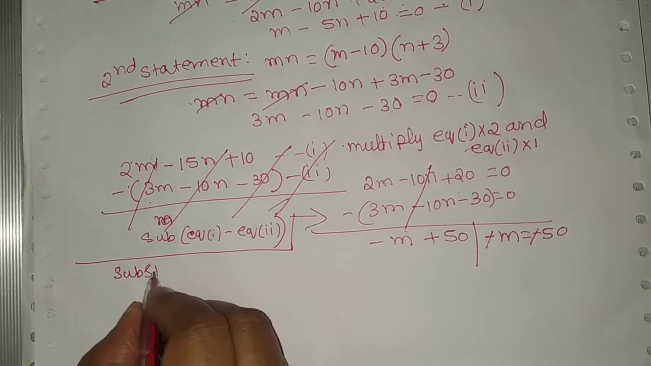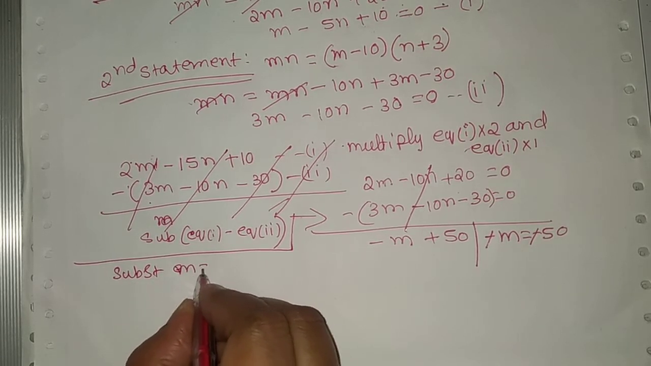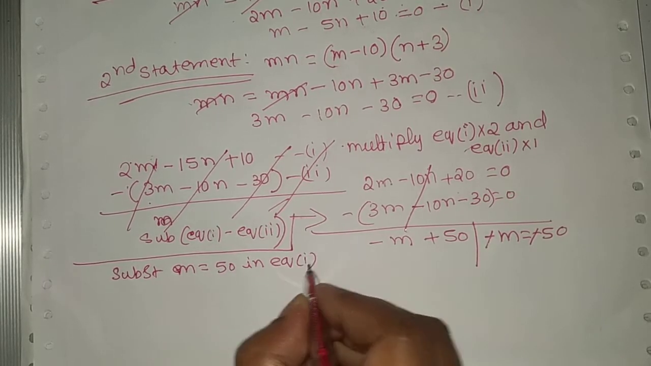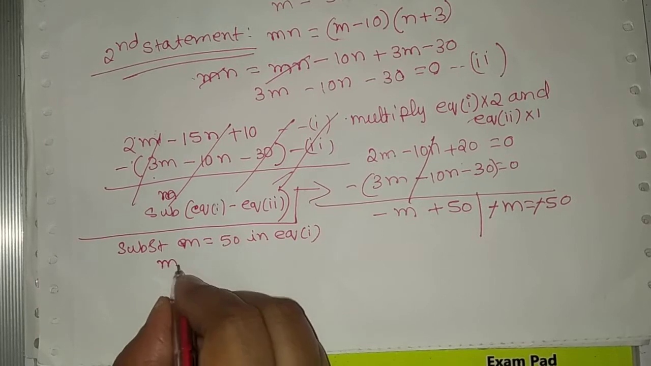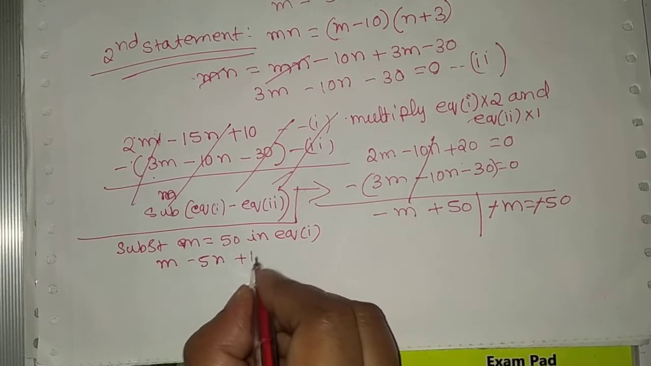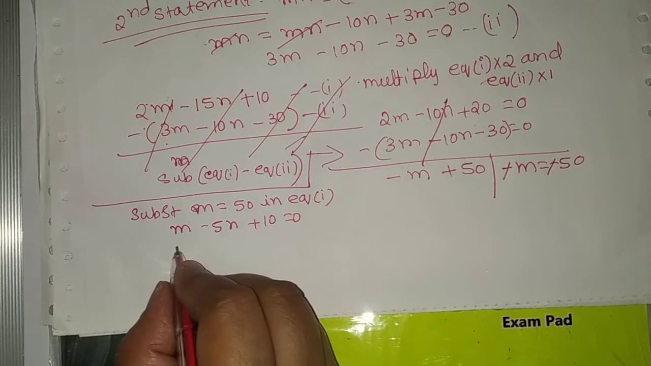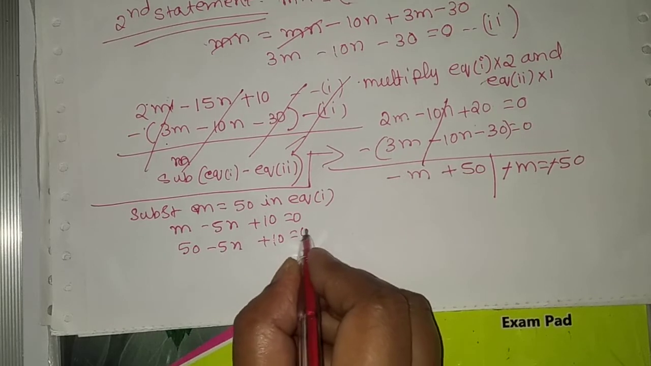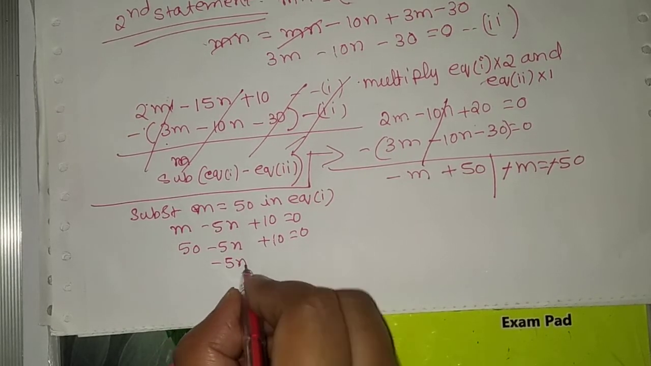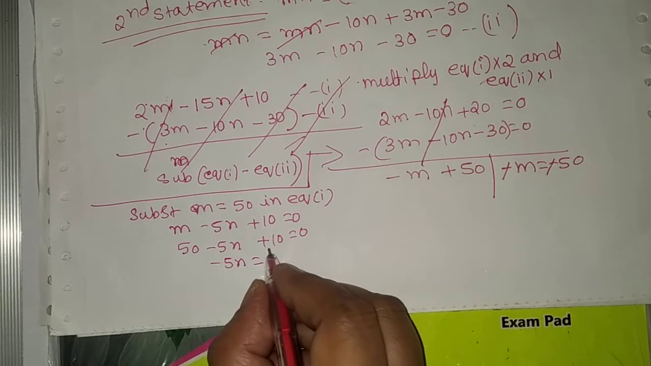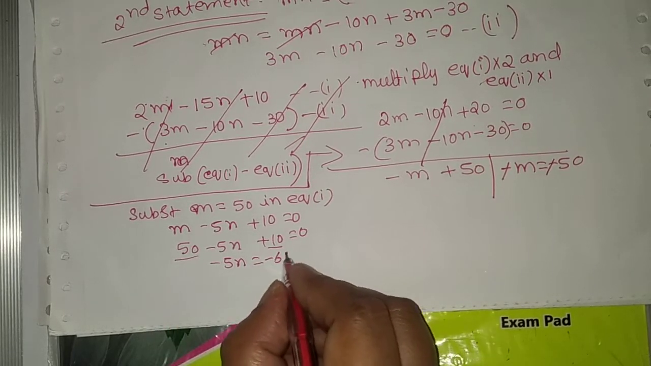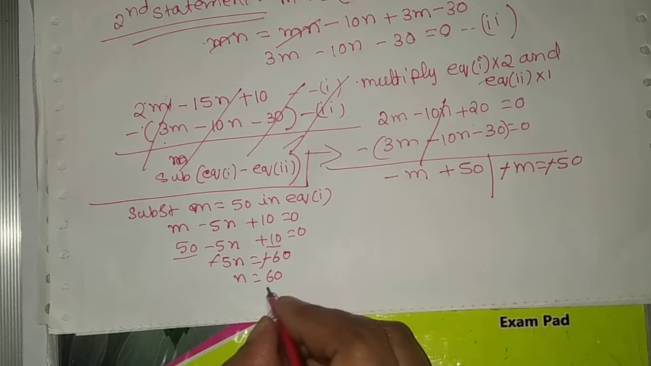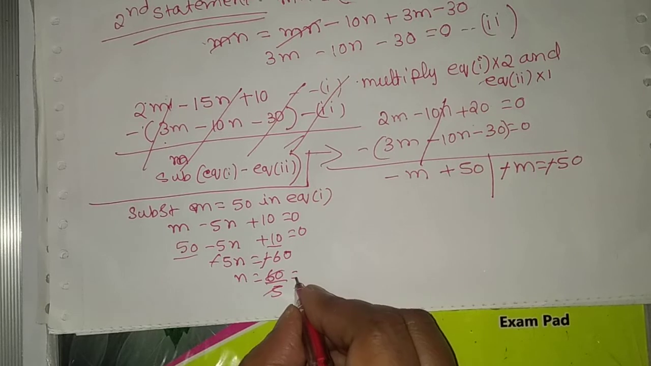The next step is to substitute m is equal to 50 in equation 1. What is equation 1? m minus 5n plus 10 is equal to 0. So with 50, we have 50 minus 5n plus 10 is equal to 0. So 5n is equal to, adding these two, 60. n is equal to 60 by 5. Then how much is this?